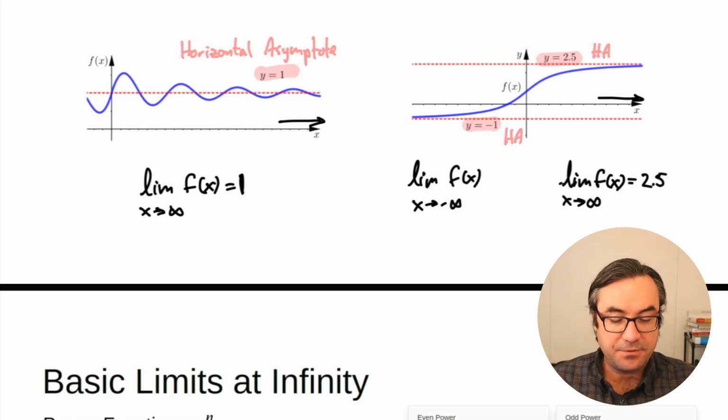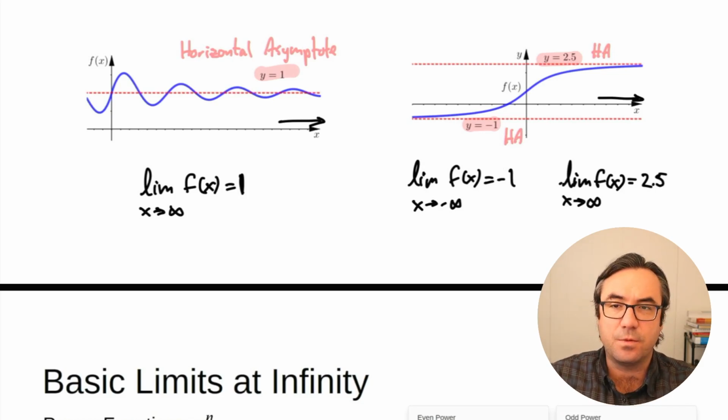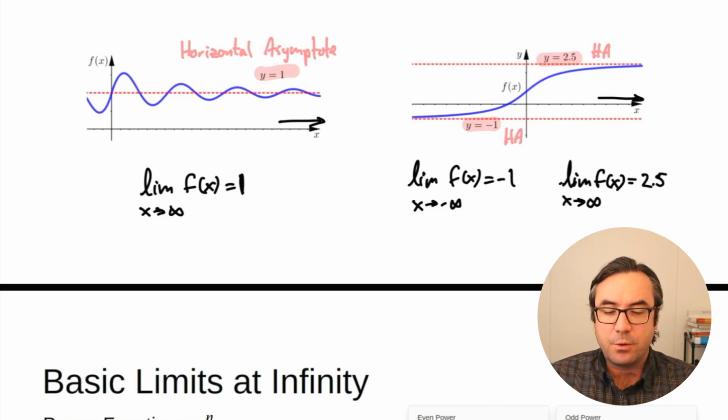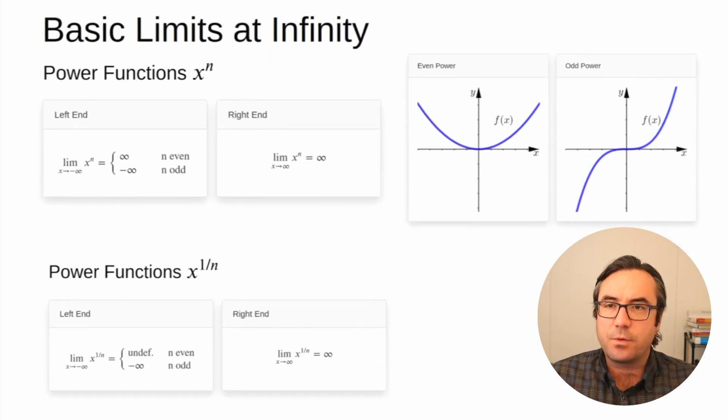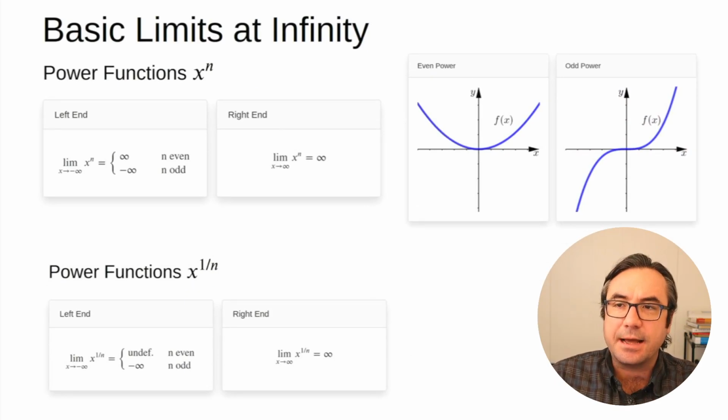That's because if we look in the left direction, the height of our curve is getting close to -1. All right, so that's a little practice with graphs and numerical tables, but we're going to want more of an algebraic approach, just like we've done before with other limits. We're going to start by looking at power functions.